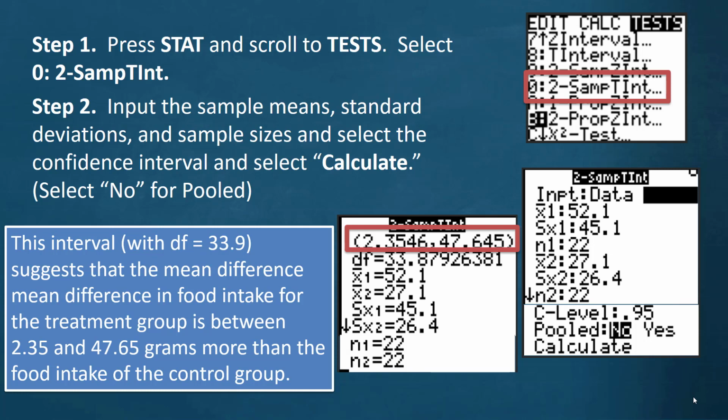So this interval, with a degree of freedom of 33.9, suggests that the mean difference for food intake for the treatment group is between 2.35 and 47.65 grams more than the food intake of the control group.